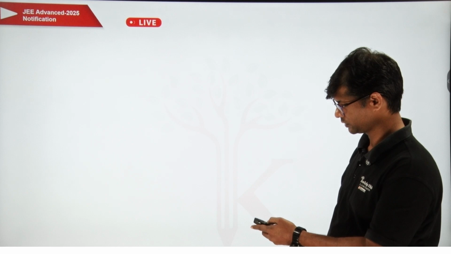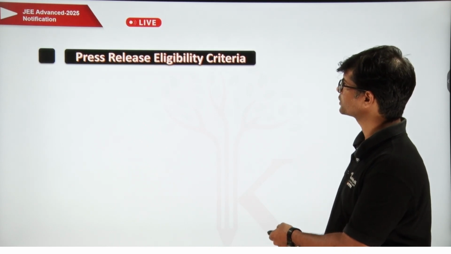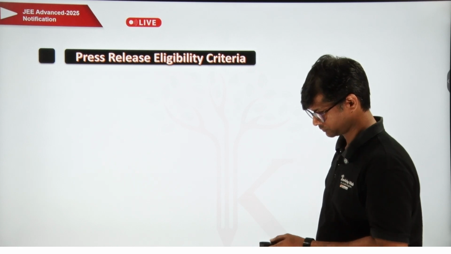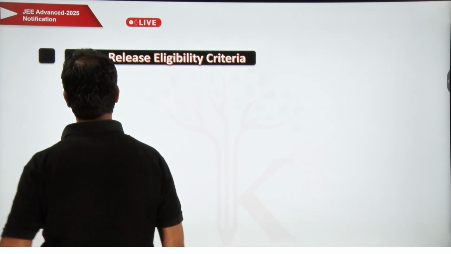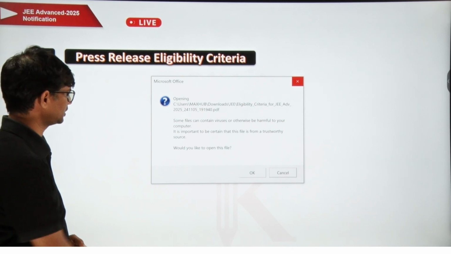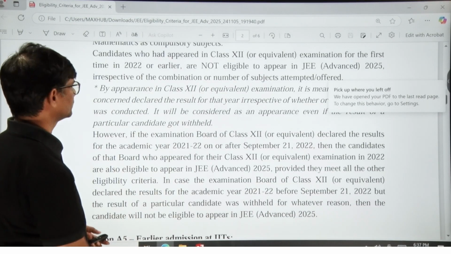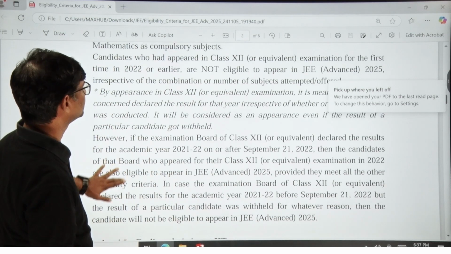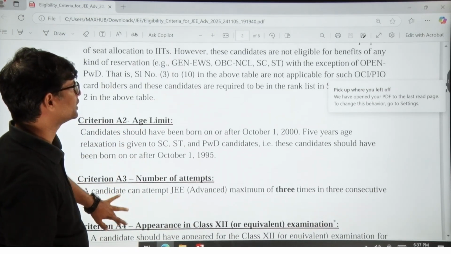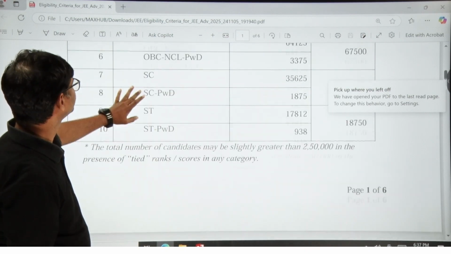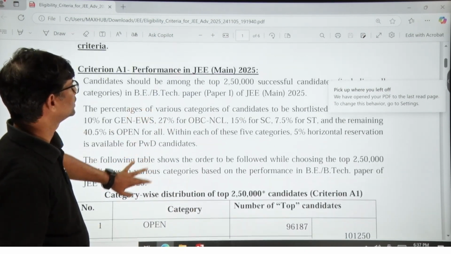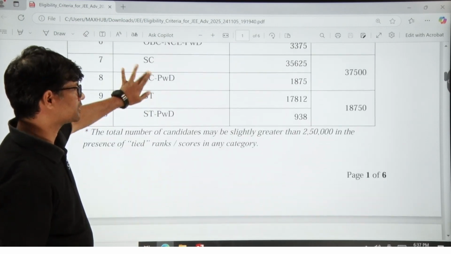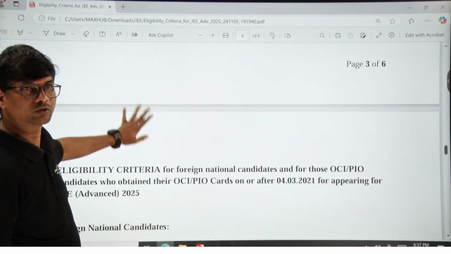I have taken the PDFs I downloaded from the official website. Let's have a look. This is the press release on eligibility criteria, which was released on November 5th. Just have a look. Whatever points I have covered are there in this PDF. Those who want it, we will put it in the description box, and you can have a look at it.